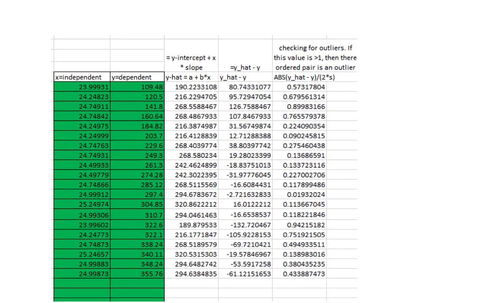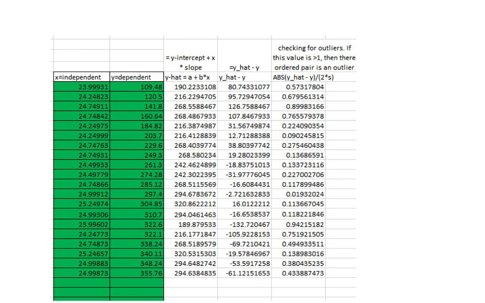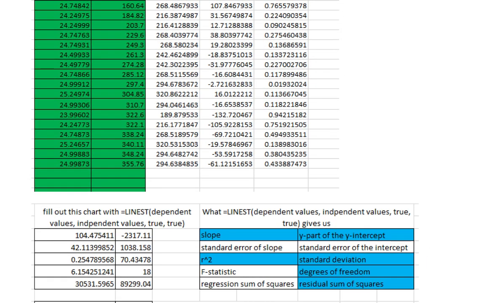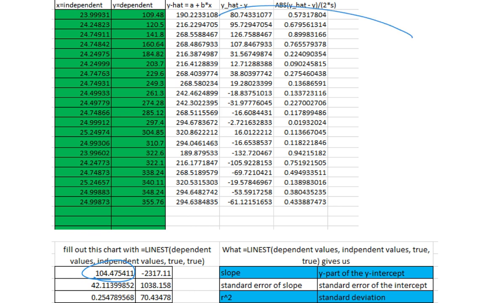Okay, so this is what I have, and I only need this, by the way, to check outliers. So here I have this where I'm going to put all of my independents, and all of my dependents. I have y hat is equal to a plus bx. And you're like, where am I getting these numbers? Well, remember, I'm going to do my LinEst. And when I do my LinEst, here is my slope. So when I build my calculator, here, this one right here, I would do an equals, and I also have the y part of the y-intercept, so I'd grab that cell that has that.